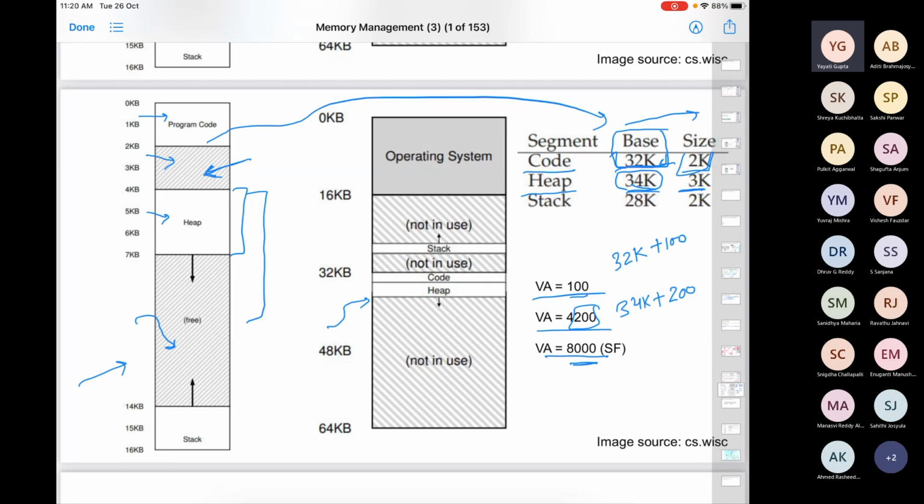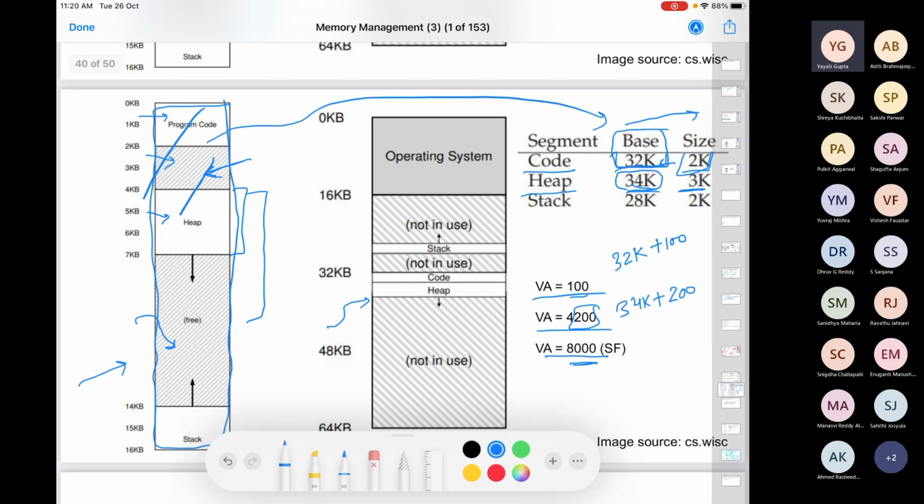How do you know which segment we are talking about? Let's say someone gives you this entire virtual address space, but it is hidden. We do not know where exactly is code, where exactly is heap, where exactly is stack. In this figure we know, but in an instruction, you will get just a virtual address. Let's say you get a virtual address of 4032. How do you convert it into a physical address? How do you know which segment it belongs to and what the offset is? We only know this virtual address 4032, and we have to convert it into a physical address. How do we do that?